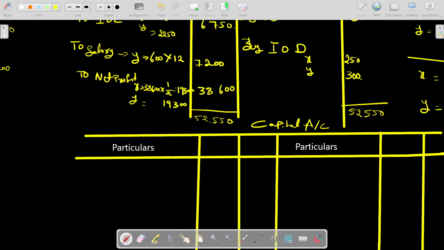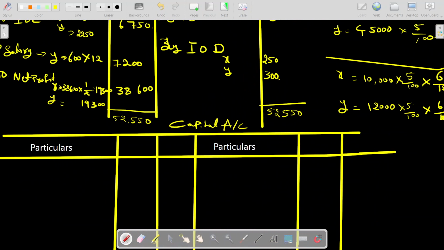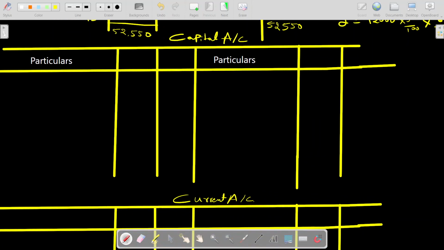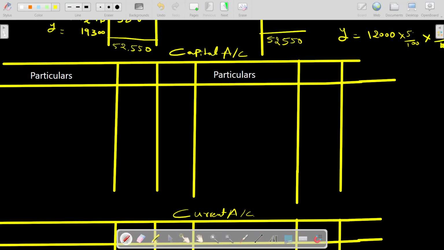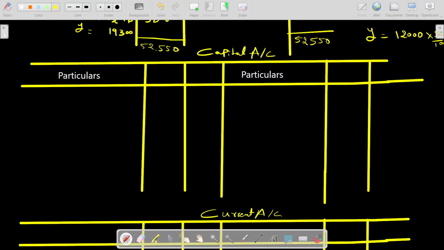Next, we have to do the capital accounts. And here, partners are following the fixed capital method. So we have to make two accounts. One is the capital account, and another one is the current account. Here capitals are not going to be changed. Capitals are to be fixed. So here only one thing will come in the debit side and credit side, that is only the balance.